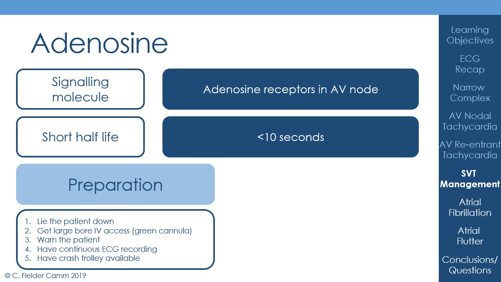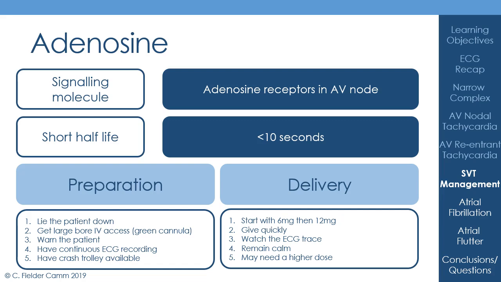Now, on top of this, I think it's important to know some contraindications to adenosine, and the big one is people who have severe asthma probably shouldn't have adenosine because it can cause bronchoconstriction. And if you're in that situation, if you haven't already, you should certainly be getting some help.